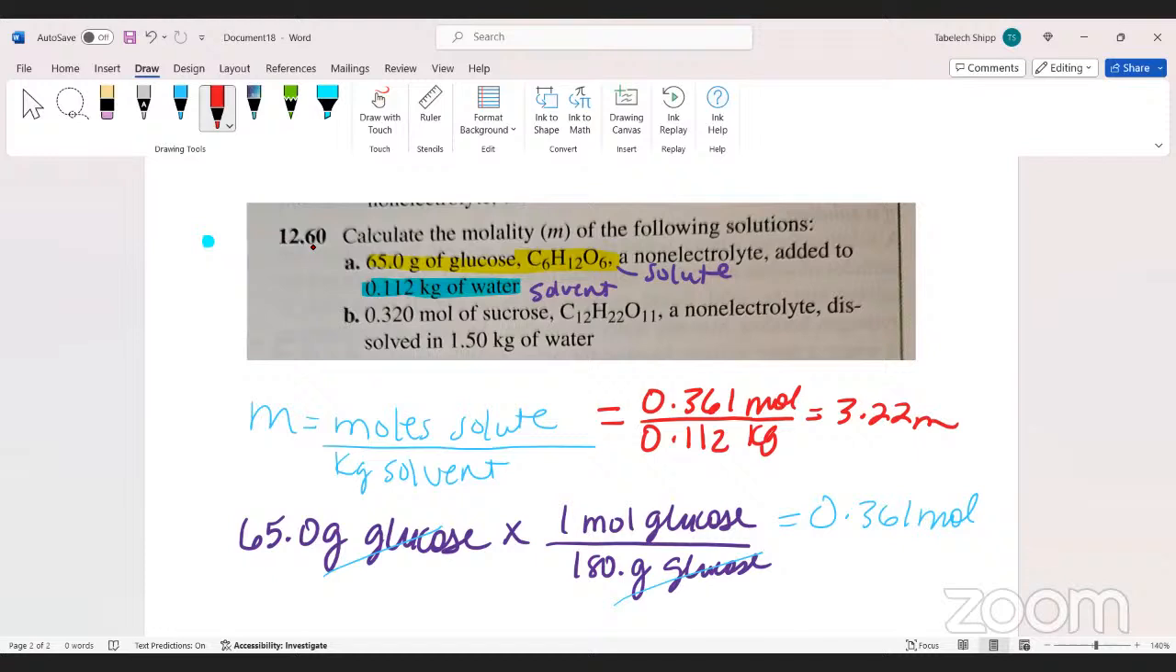All right. And we're going to do letter B. We're going to wrap this up with letter B. And this is for sucrose. Two different sugars. One is glucose and the other one is sucrose.